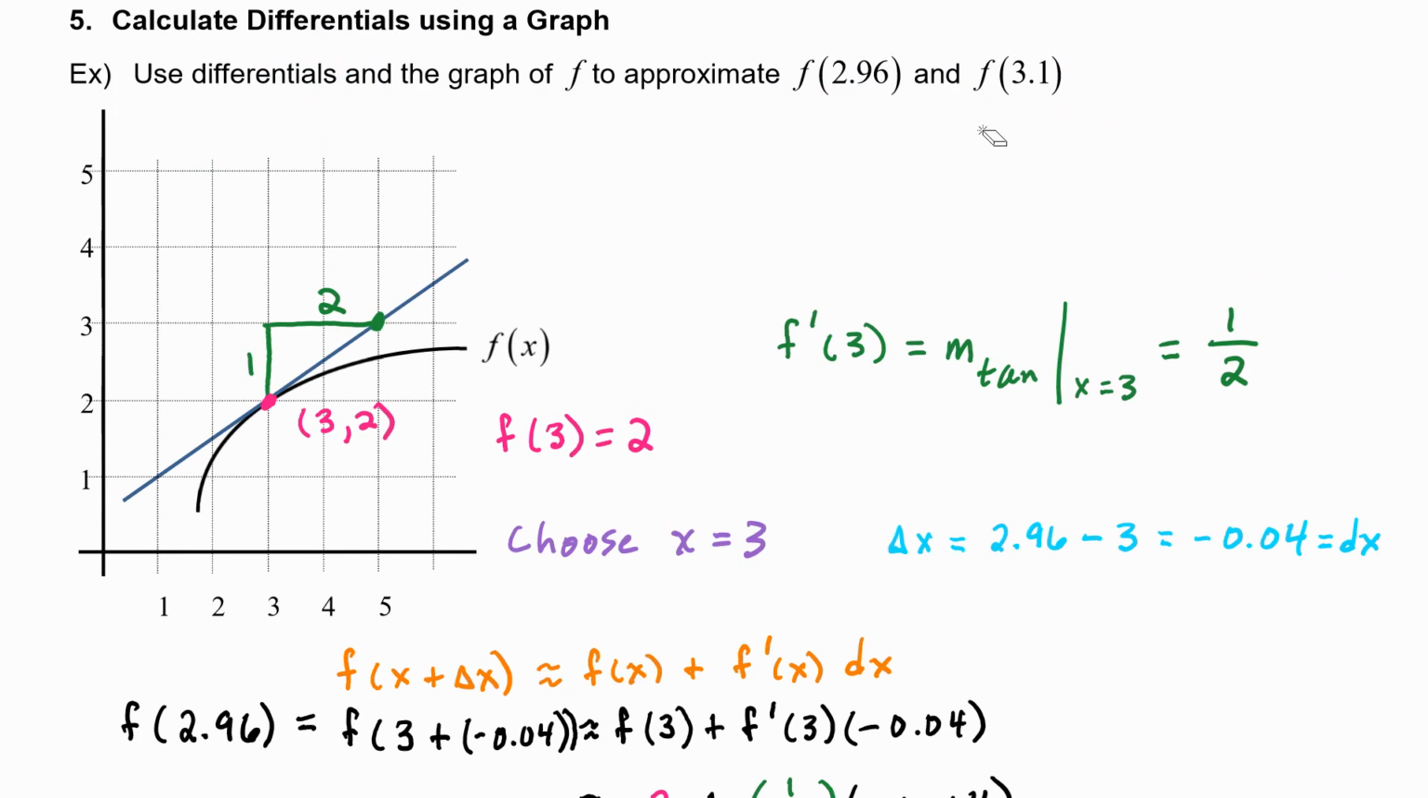Now we were also asked to approximate f of 3.1. So I want you to pause the video and try this one on your own. Make sure you do it, and then restart the video when you're ready to check your answer.